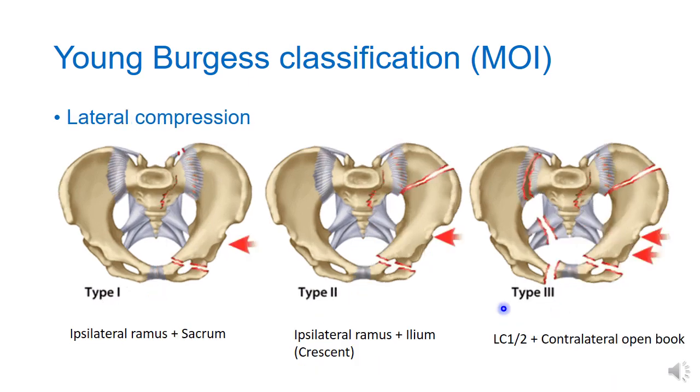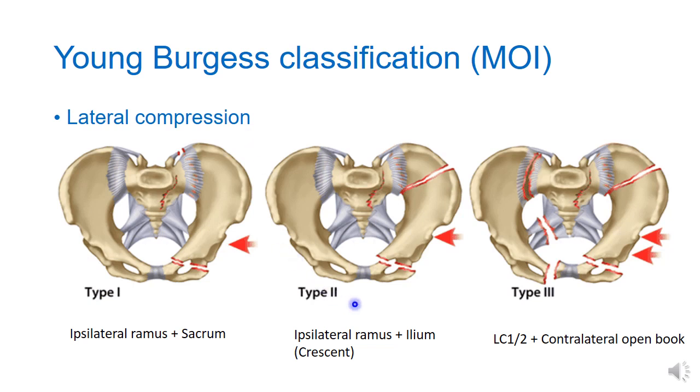If we take the other example, which is called lateral compression, the injury is coming from lateral to medial. We have lateral compression type 1, which is a compression fracture of the pubic rami and a fracture of the sacrum. So you may notice that lateral compression is mainly a bony injury. Okay?